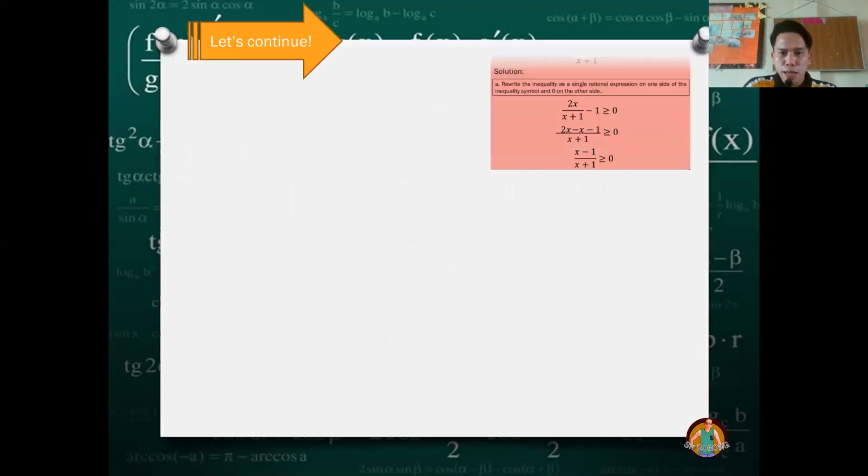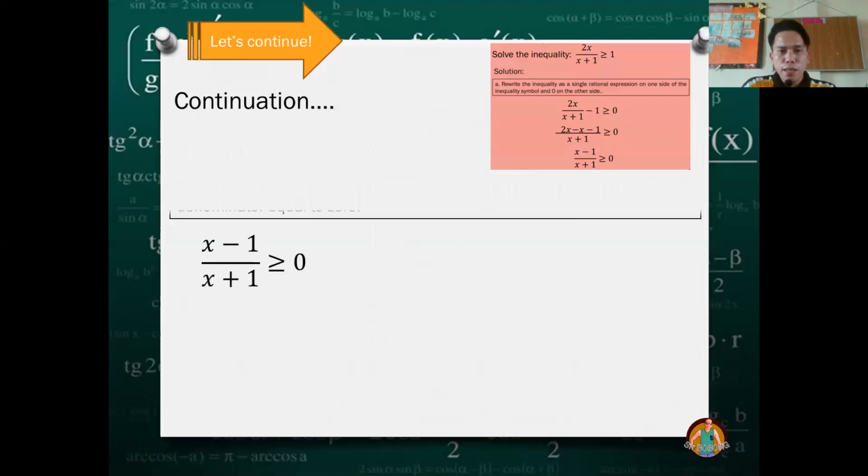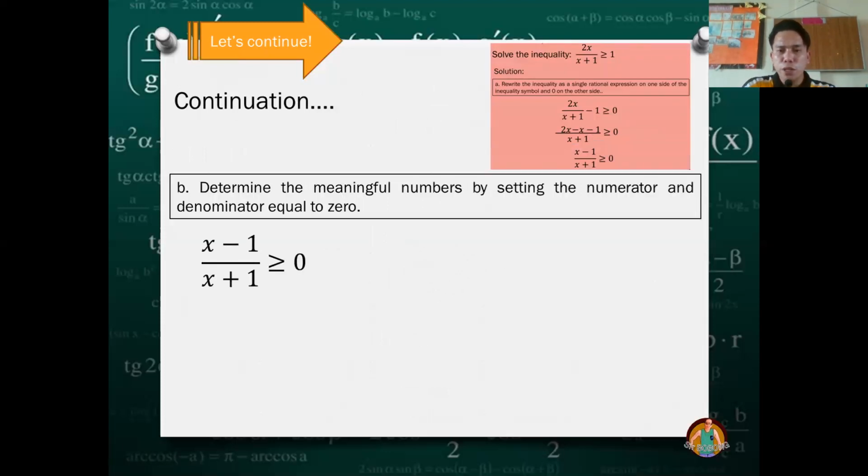Okay? So, second is determine the meaningful numbers by setting the numerator and denominator equal to 0. So, we're going to find the meaningful numbers. So, para gawin yun, of course, yung last natin na x minus 1 and x plus 1, i-equate natin sa 0. So, start muna tayo sa numerator. So, our numerator is x minus 1, i-equate natin sa 0. So, eliminate minus 1 by adding 1 to both sides or transpose mo yung negative 1. Pag nilipat mo sa kabila, magiging positive 1. So, therefore, we'll have x plus 1.